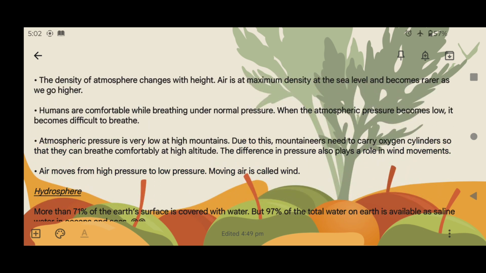Humans are comfortable while breathing under normal pressure. When the atmospheric pressure becomes low, it becomes difficult to breathe. Atmospheric pressure is very low on high mountains. Due to this, mountaineers need to carry oxygen cylinders so that they can breathe comfortably at high altitude. The difference in pressure also plays a role in wind movements. Air moves from high pressure to low pressure. Moving air is called wind.